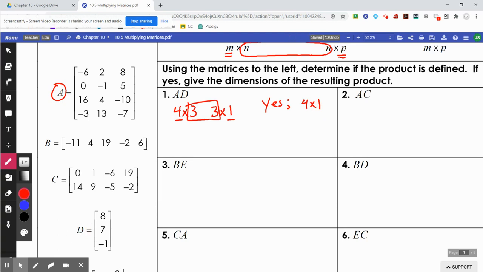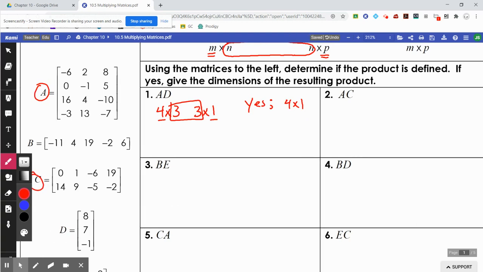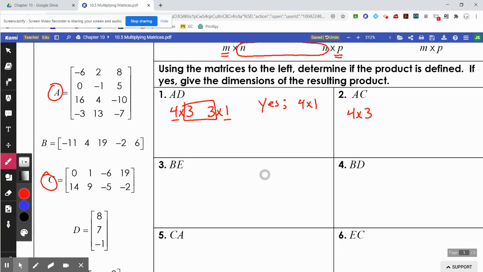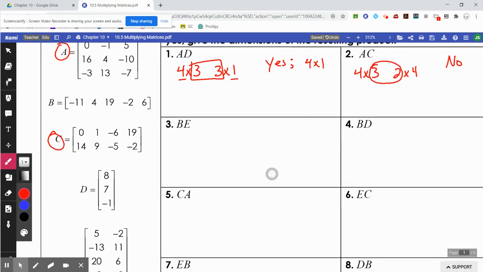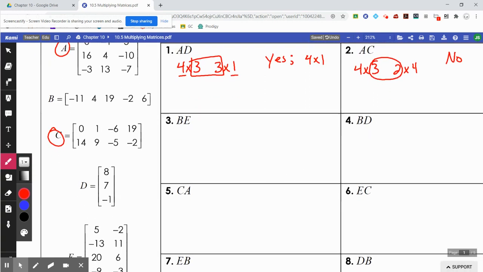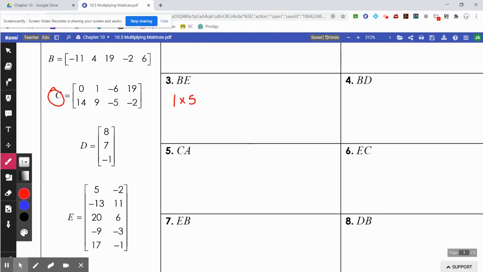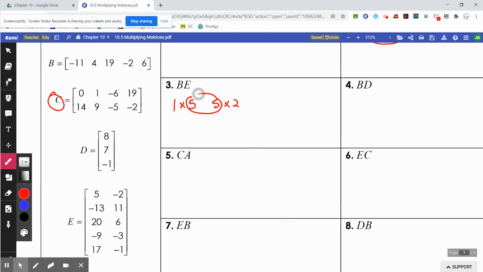A times C. Matrix A, again, is a 4 by 3. Matrix C is a 2 by 4. Can these two matrices be multiplied? No, they cannot, because those middle numbers are not the same. Number three, B times E. B is a 1 by 5, and E is a 5 by 2, has 5 rows and 2 columns. Can you multiply them? Yes, because the middle numbers are the same. And when you multiply them, what size matrix will you get? You'll get a 1 by 2.